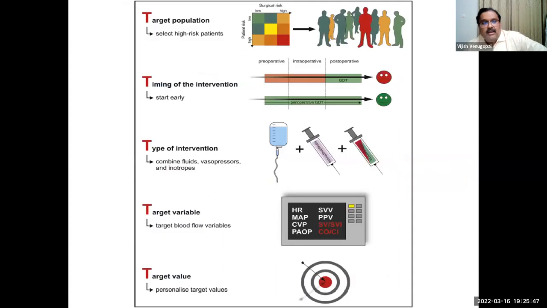So remember the 5 T's. The target population: select high-risk patients initially. The timing of the intervention should start very early, in the preoperative period itself. The type of interventions: you can give fluid, vasopressors, or inotropes. The target variables should be the blood flow variables, and the target value should be personalized.